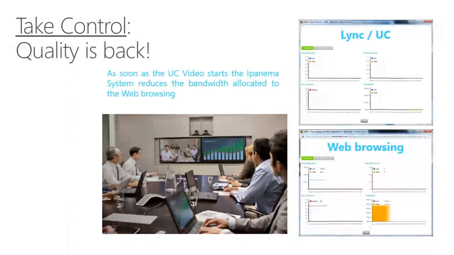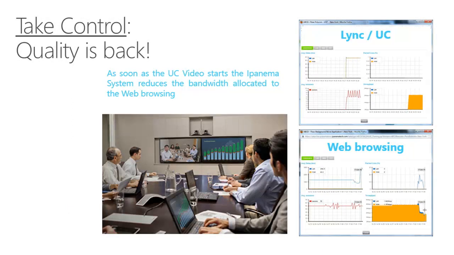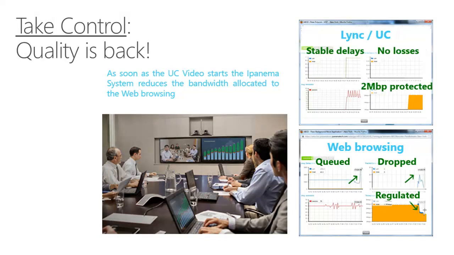So if we take control of the environment and we put a system in place that enables us to do that, here we've reversed the example. In fact, we've loaded the network up with web traffic in the first instance, and then we're going to put a video conference on top of it. We can see everything's working fine in the networked environment.